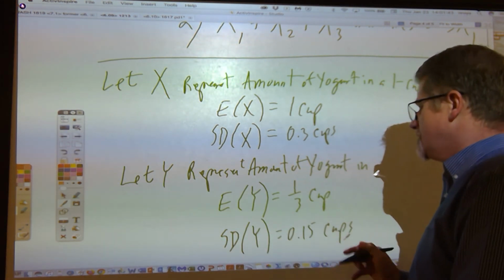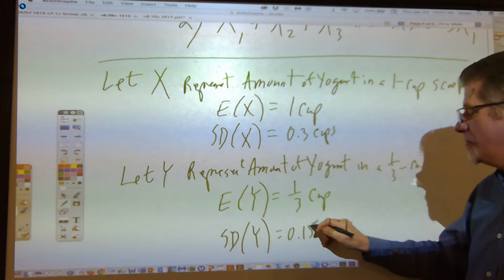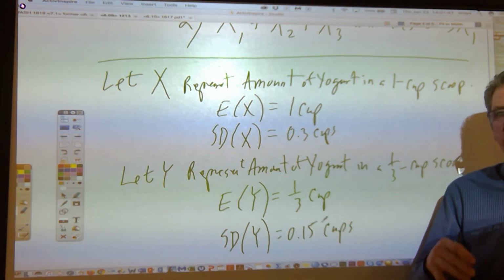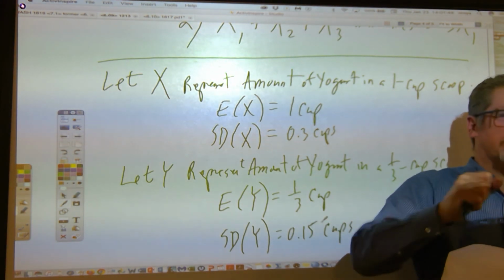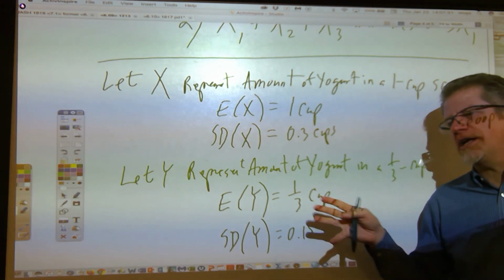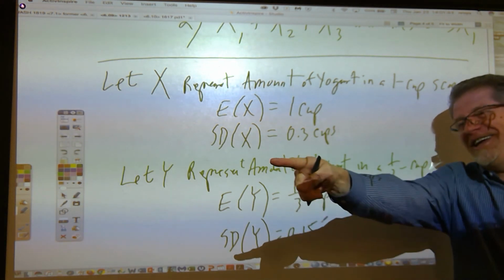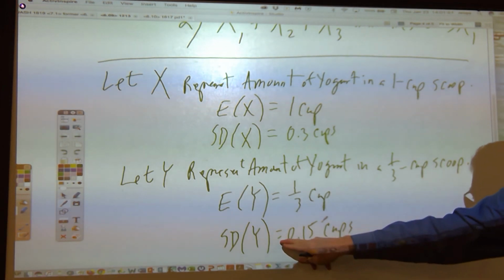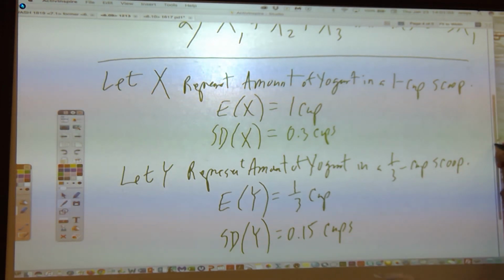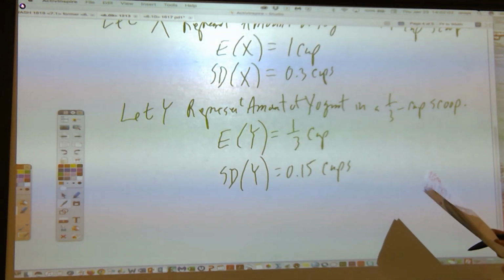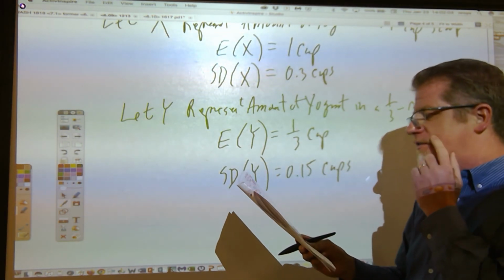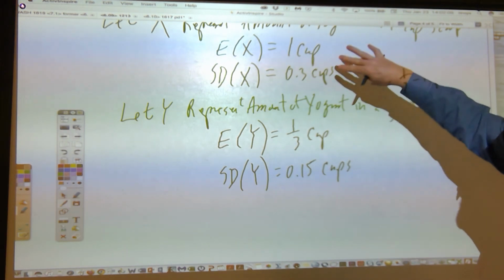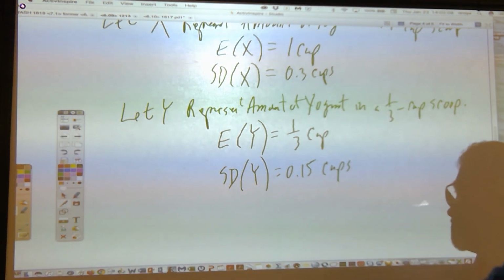This is as a result of careful study over many years, people studying, measuring the precise amount of yogurt that actually comes up in the scooper. It's turned out the average is 1/3 of a cup, and the standard deviation is 0.15. That's not approximately, it's exactly 0.15. So, we could calculate the variance of X and the variance of Y. Like the variance of X is just 0.3 squared, the variance of Y is 0.15 squared.